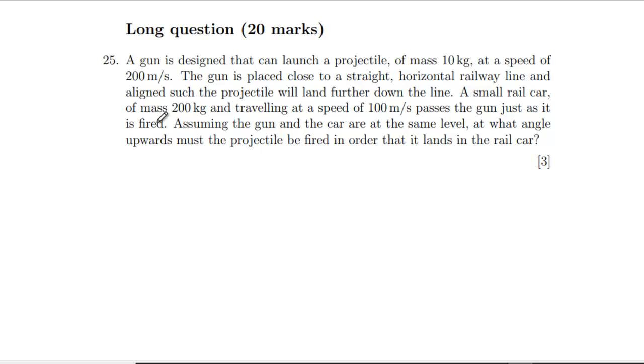A small rail car of mass 200 kilograms, traveling at a speed of 100 meters per second, passes the gun just as it's fired. Assuming the gun and the car are at the same level, what angle upwards must the projectile be fired at in order that it lands in the rail car?